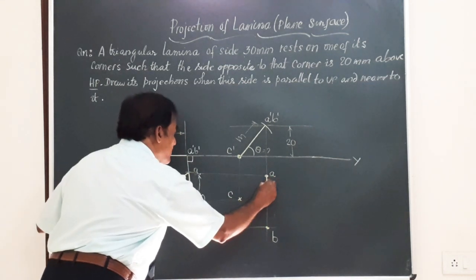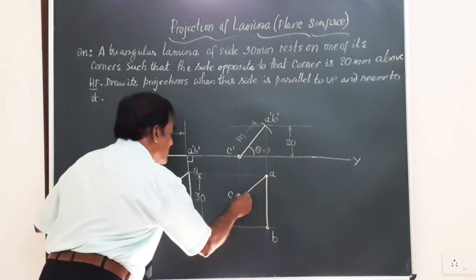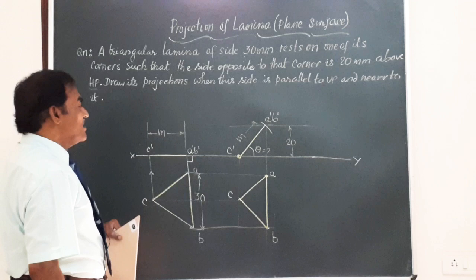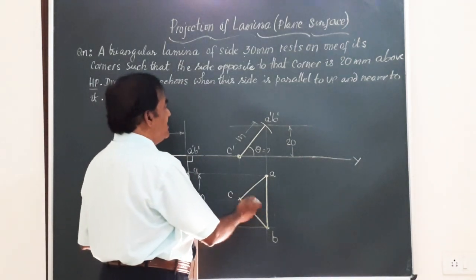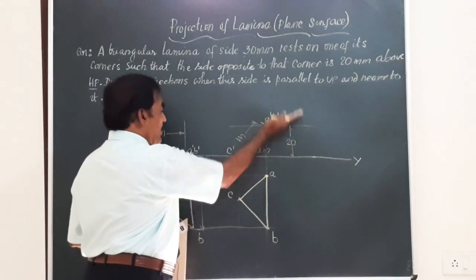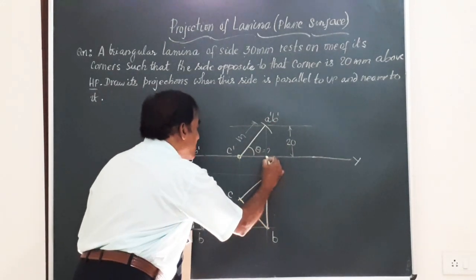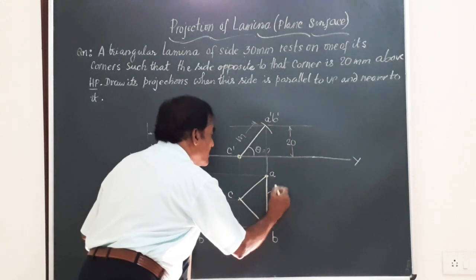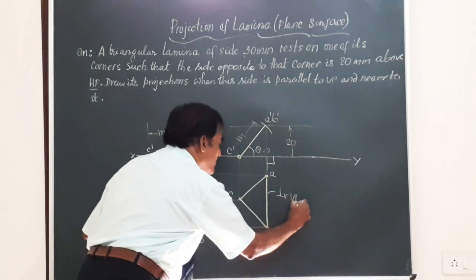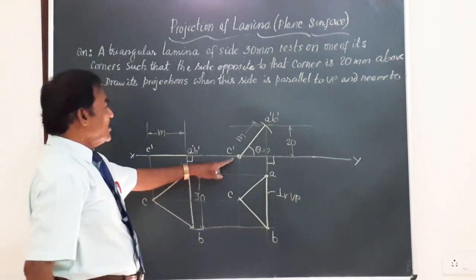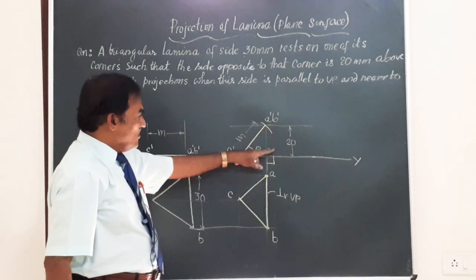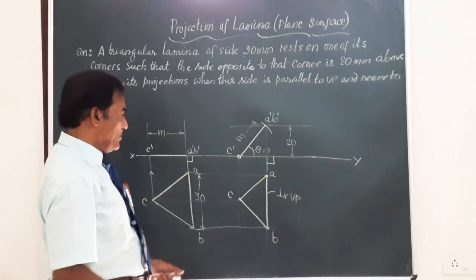Friends, join A to B, A to C and B to C. This figure will give you the top view of the lamina when the side opposite to the corner on which it is resting is 20 mm above HP. And friends, remember, this side AB is again vertical, that is perpendicular to VP. You can say friends, the lamina is resting on a corner and the side opposite to that is AB, which is at a height of 20 mm from HP.